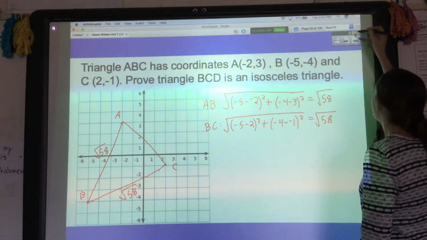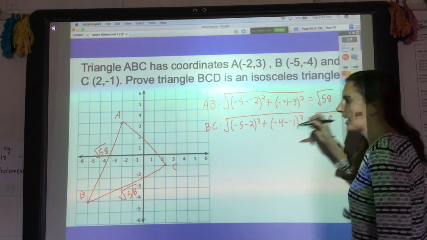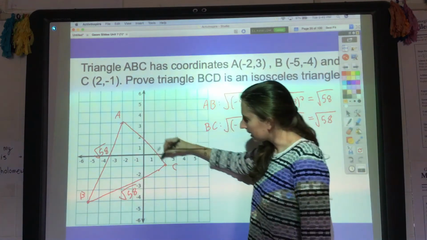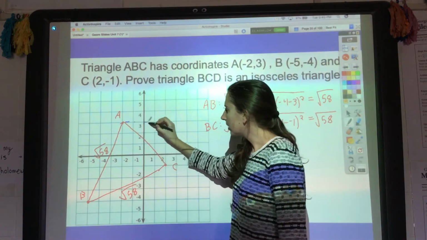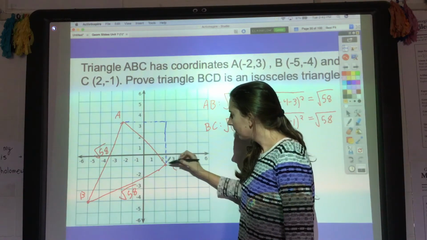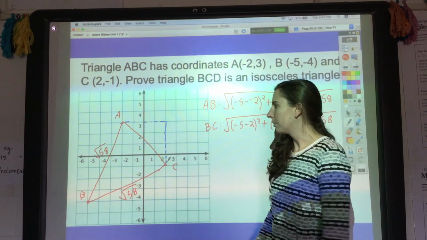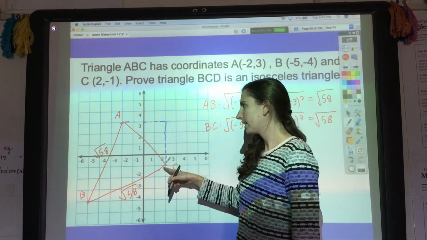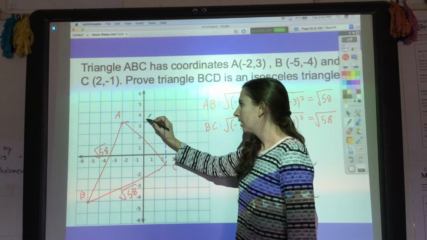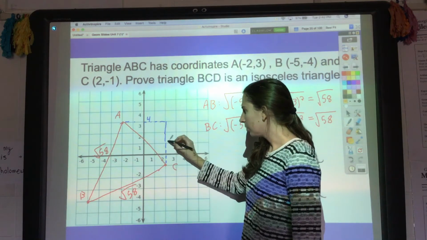This time, instead of doing distance formula, I'm going to show you Pythagorean Theorem. So if you wanted to find this length, another way to do it is to make a right triangle out of it and do Pythagorean Theorem. So to find AC here, I'll just do 1, 2, 3. This is 4, and this is 4.